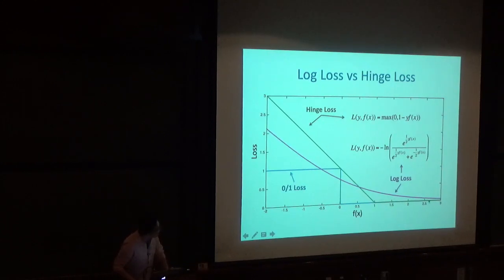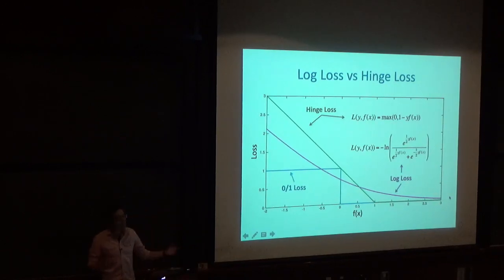And log loss is something that looks kind of like hinge loss. And in fact, if you take the limit as f of x goes to -infinity, it becomes a linear function. And as you take this limit as f of x goes to +infinity, it becomes 0. So it looks a lot like hinge loss, just a smoothed version of it.